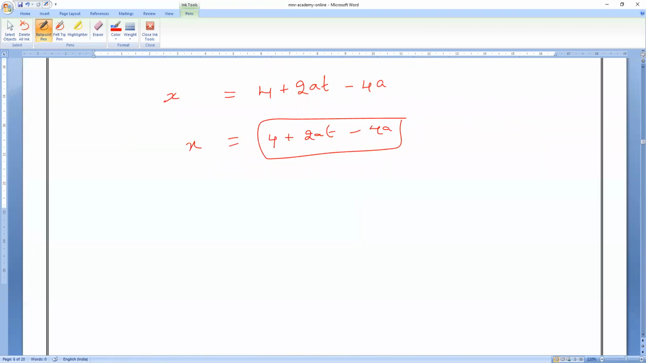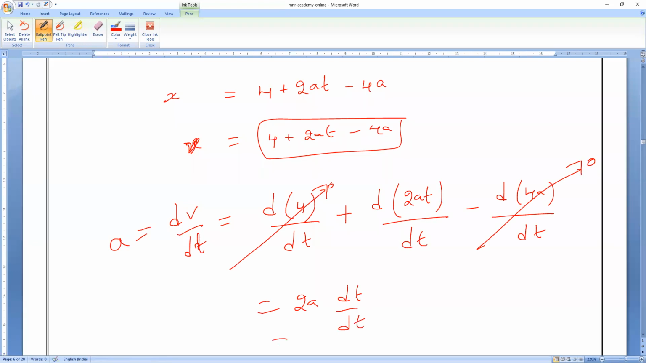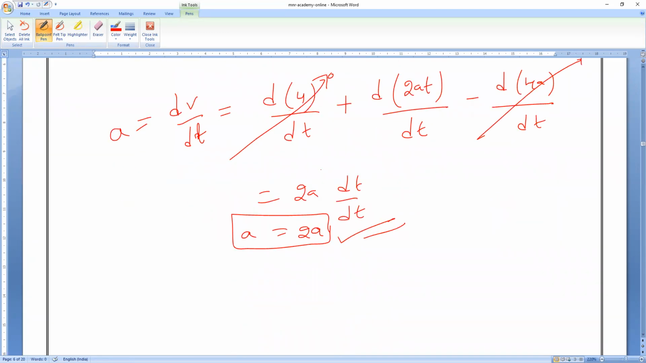Now this is v. If you do dv by dt, what will come? dv by dt is the differentiation of 4 by dt plus the differentiation of 2at by dt, which is the acceleration, minus the differentiation of 4a by dt. We know this is a constant, 0, and this is also constant, 0. The differentiation of 2at: 2a is constant, and dt by dt is 1. So what is the acceleration, everybody? 2a. So acceleration is equal to 2a. Clear?